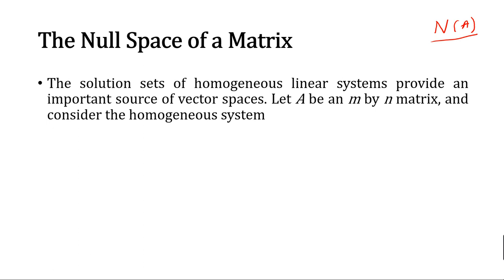Alright, the null space of a matrix is always denoted as null space of any matrix A. This is the notation of a null space of a matrix. Consider a homogeneous equation here. The solution sets of homogeneous linear systems provide an important source of vector spaces. Let us consider the matrix A. It is an m by n matrix, m rows and n columns, and consider the homogeneous system, that is always Ax equals 0.